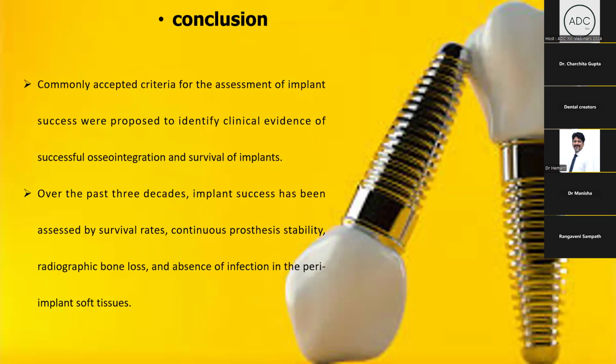So the conclusion is that the commonly accepted criteria for the assessment of implant success were proposed to identify clinical evidence of successful osseointegration and survival of implants. Over the past 3 decades, implant success has been assessed by survival rates, continuous prosthesis stability, radiographic bone loss, and absence of infection in the peri-implant soft tissues.